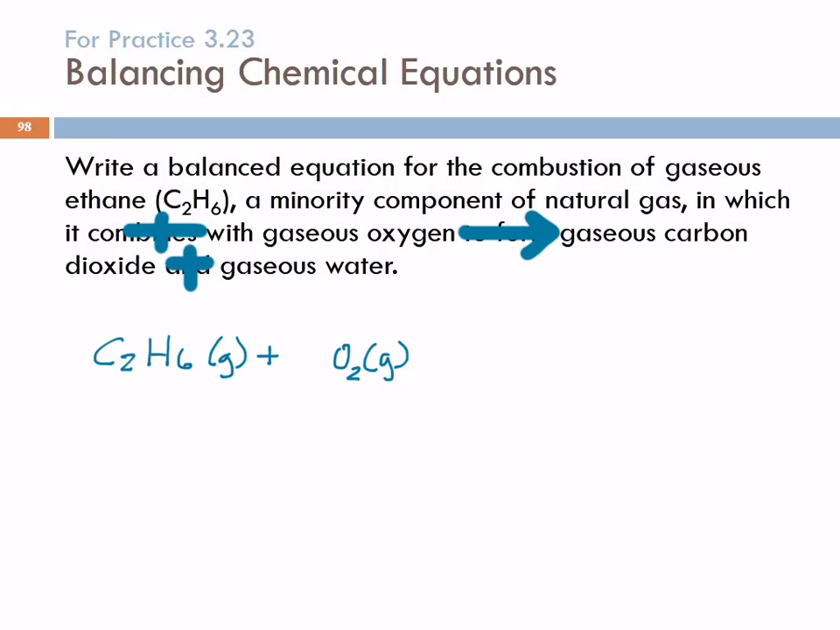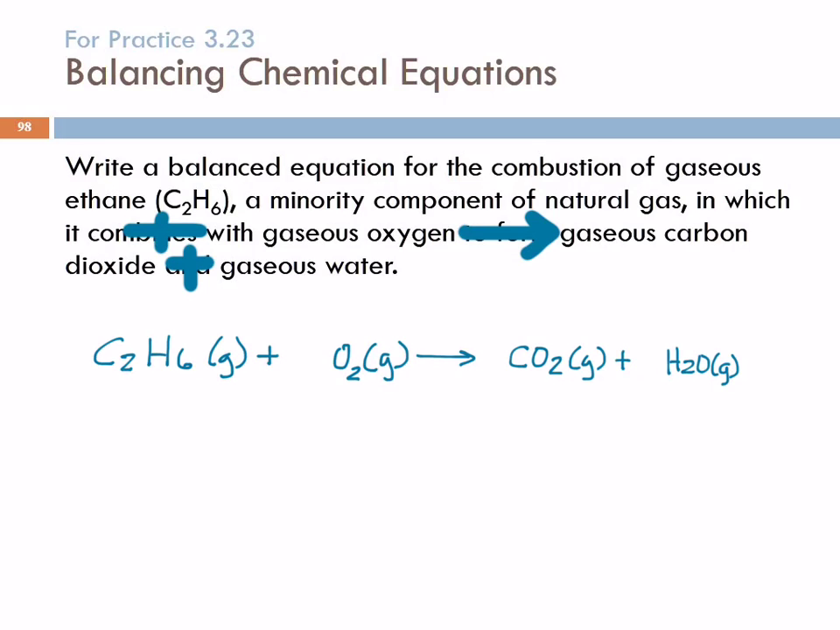And so then we have to form, so there's our arrow, gaseous carbon dioxide. What's the formula for carbon dioxide? CO2. It's a molecular compound. There's no prefix on carbon, so we assume there's 1. And dioxide means 2 oxygens. And we're told that it's a gas. Plus gaseous water. What's the formula for water? H2O. And that's a gas. Any questions yet?